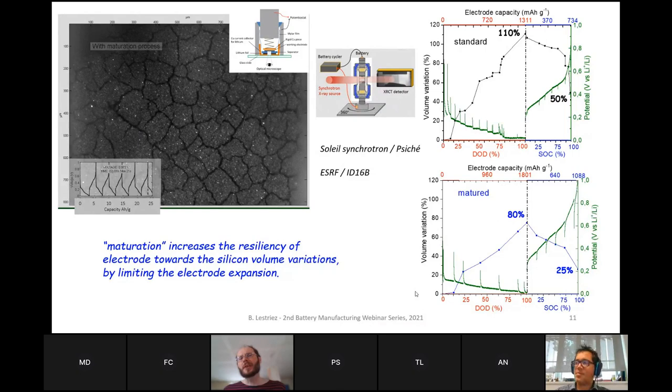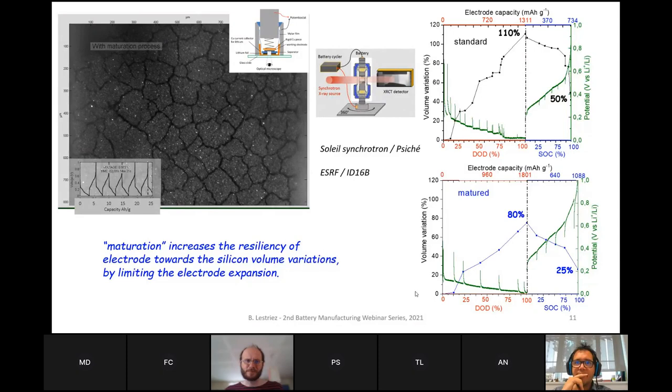And you see that even with the higher capacity, the volume variation of the matured electrode is lower, only 80% at full lithiation compared to 110% for the standard electrode. And after delithiation, the irreversible volume variation of the electrode is 2 times lower for the matured electrode. So this is maybe an explanation of the lower, or less irremediable, cracking of the matured electrode: it has a lower volume expansion.